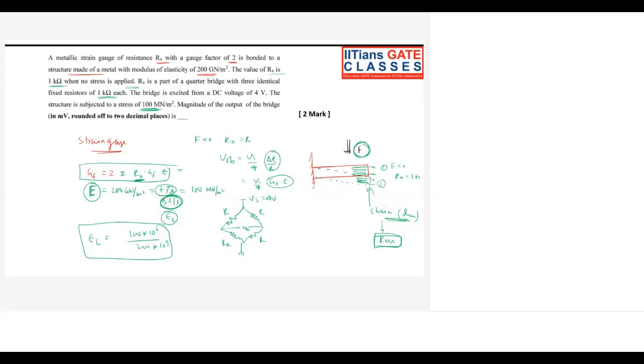If you substitute, the supply voltage is 4 upon 4 into gauge factor 2, and epsilon you can calculate as 100 into 10 to the power 6 upon 200 into 10 to the power 9. If you calculate this, you are going to get 1 millivolt. This 10 to the power minus 3 will go up and you are going to get 1 millivolt. So this is a 2 marks question from the strain gauge, and this is not a tough question. This is some sort of lengthy question.